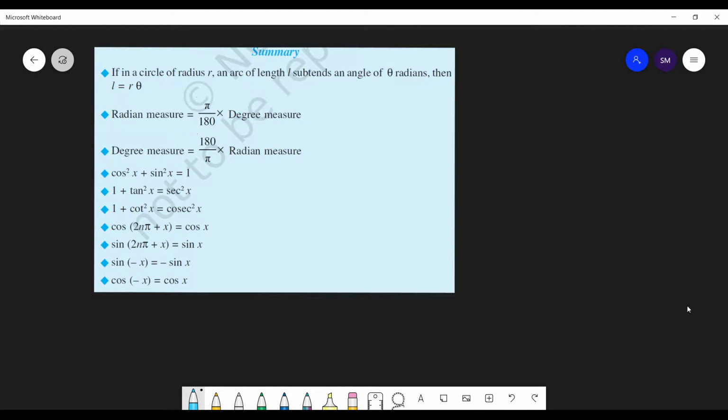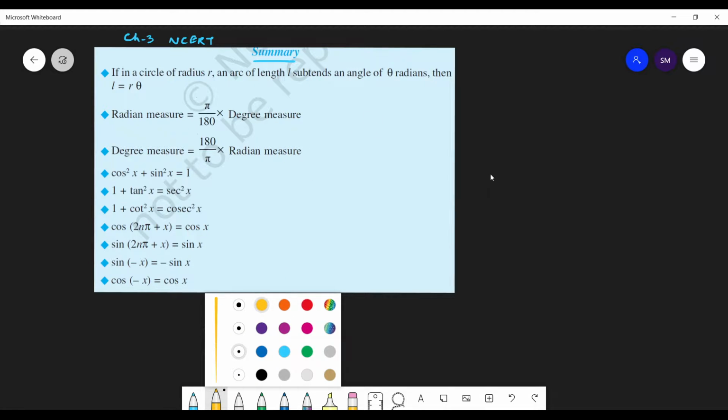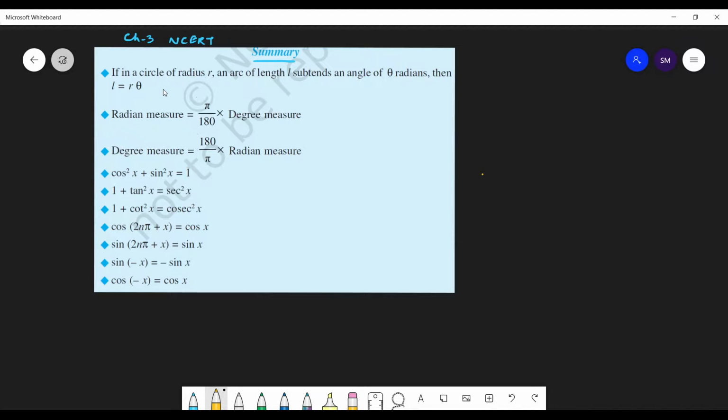So students, in today's class I will be discussing the formulas and then the questions with you. In your NCERT, at the back of this chapter you have the summary. At the back of all the chapters you have a summary, and the summary has all the formulas that are being covered. So it's very important for you. This is just like a formula sheet, which has the important points.